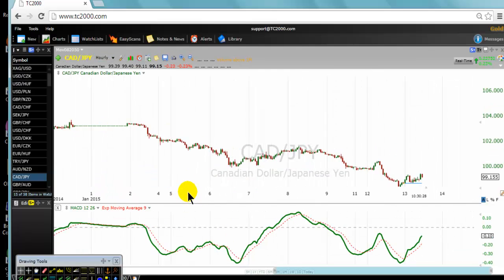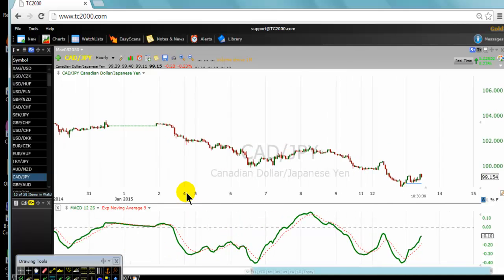Here we are. We're on the hourly chart, for instance. The MACD on the hourly chart is quite good. The same rules apply.